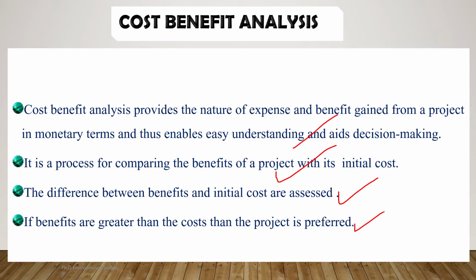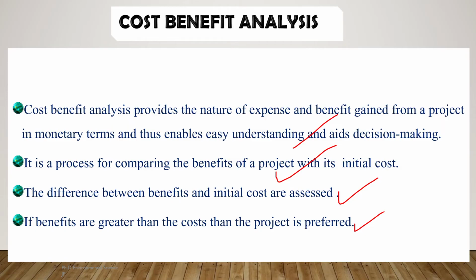Now, this process of cost benefit analysis involves several steps. First, all the costs associated with the project, including initial investment costs and the ongoing operational and maintenance costs, are identified and quantified. Then the benefits which will result from the project, such as increased revenues, cost savings, environmental improvements, or societal welfare gains, are assessed and quantified in monetary terms.